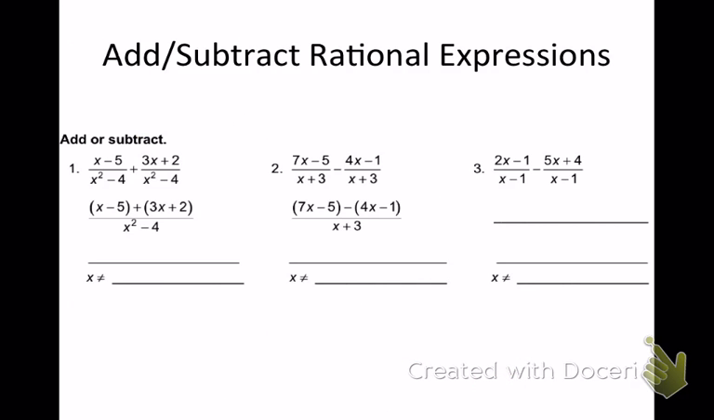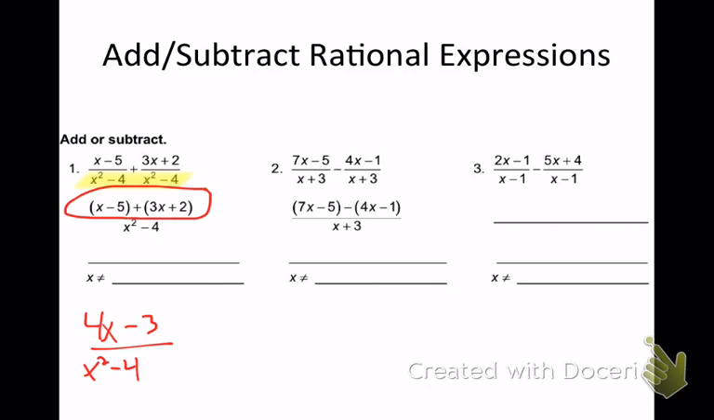So let's look at a couple problems here, like number 1. I have (x - 5) over (x² - 4) plus (3x + 2) over (x² - 4). Notice, are my denominators the same? Yes. The denominators are the same. Awesome. So I'm going to combine like terms in my numerator. What's x plus 3x going to give me? 4x. Negative 5 plus 2? All over x² - 4.